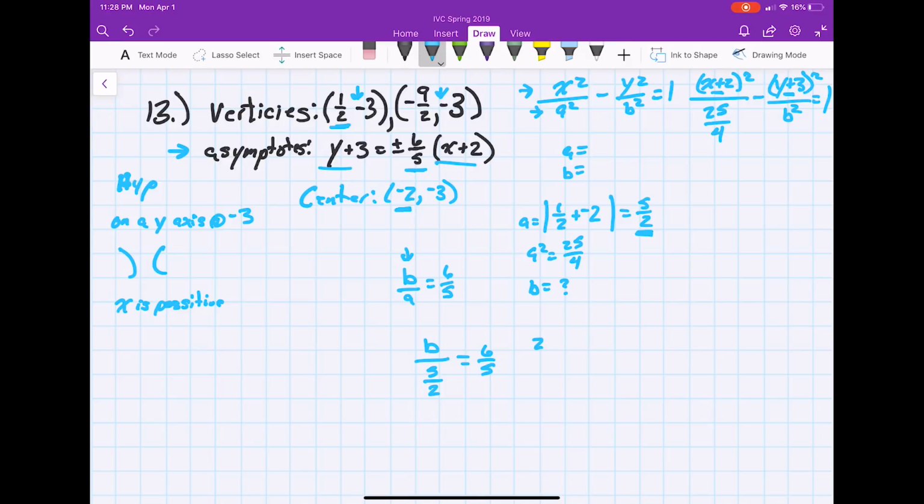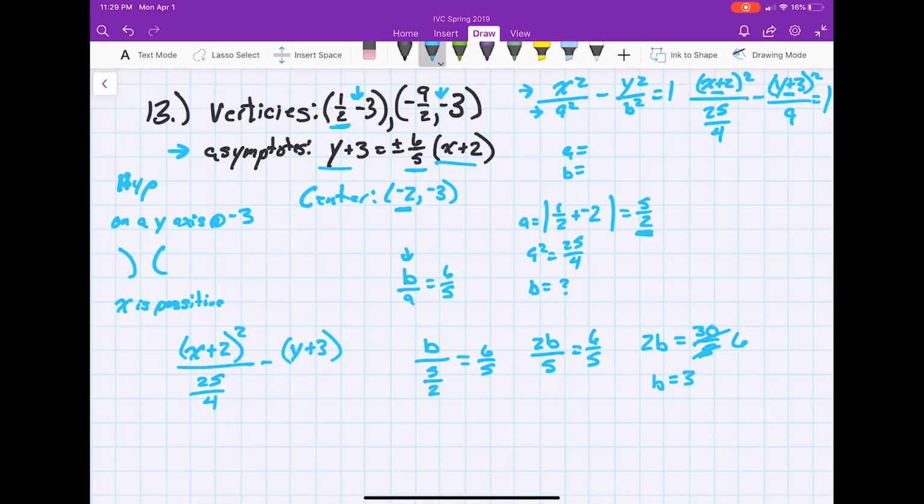And we flip the denominator over, multiply it, then we get 2b over 5, and that equals 6/5. Now we're going to multiply times 5, so 2b is equal to 30 over 5, which reduces to 6. And then obviously 6 divided by 2 gives us 3. So b is equal to 3, but remember, b squared goes under here, so we are going to say 9. So I'll rewrite this all together over here: the quantity x plus 2 squared over 25 over 4, minus the quantity y plus 3 squared over 9, equals 1.